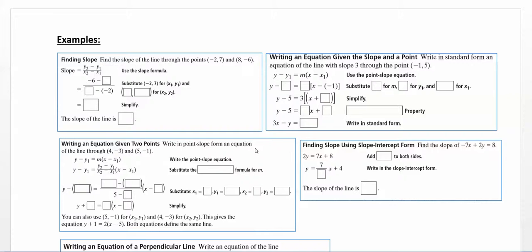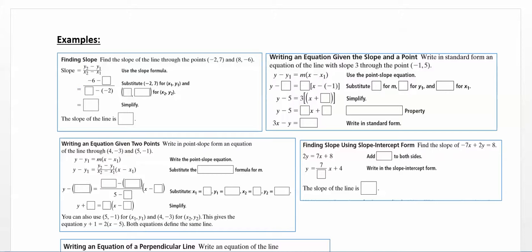All right, this is part 2 of the Algebra 2 video for section 2.2. We're looking at some examples. Again, this paper is something that you can print from the Algebra 2 documents folder.